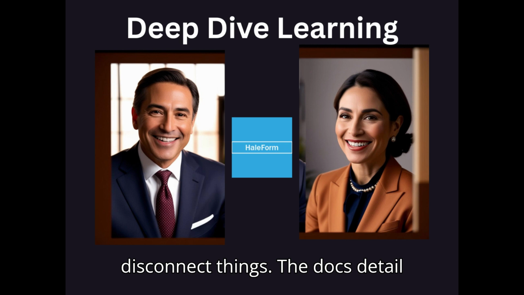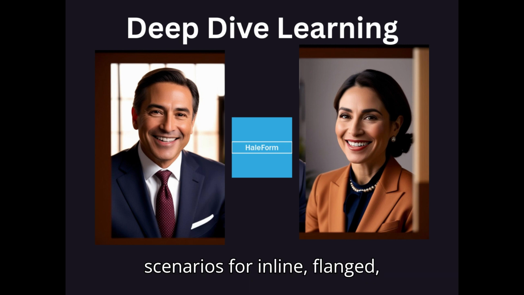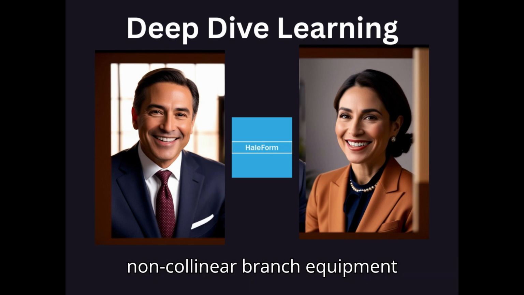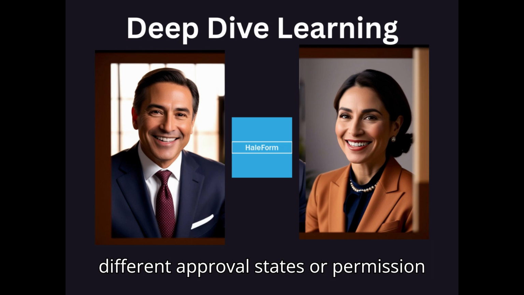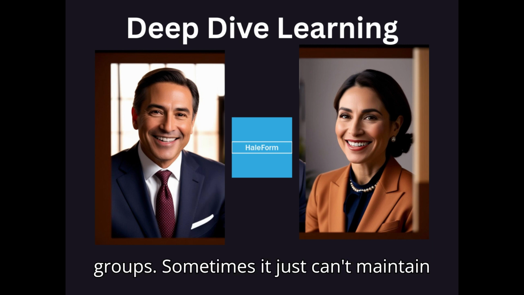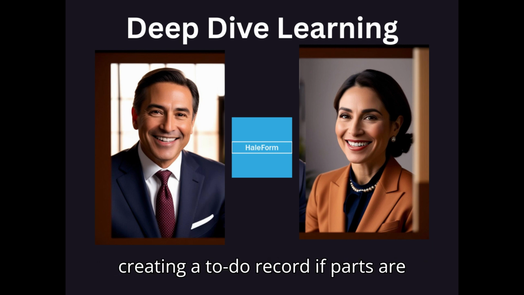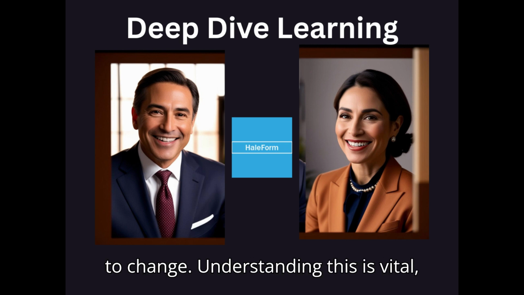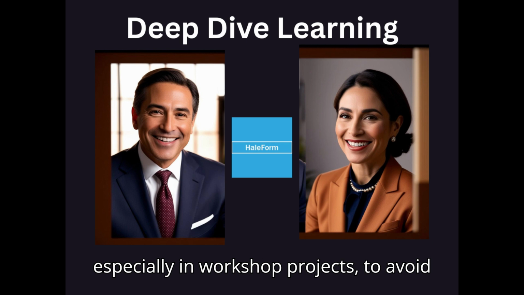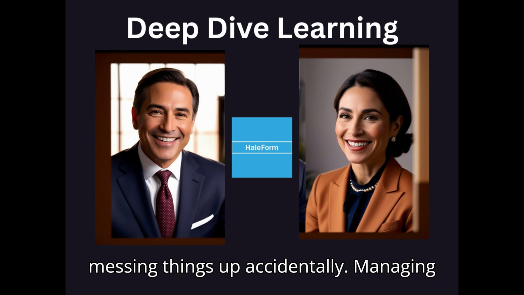The docs detail scenarios for inline, flanged, non-collinear branch equipment connections, how it behaves if mating parts are involved, or if things are in different approval states or permission groups. Sometimes it just can't maintain the connection and breaks it, maybe creating a to-do record if parts are involved that you don't have permission to change. Understanding this is vital, especially in workshop projects, to avoid messing things up accidentally.